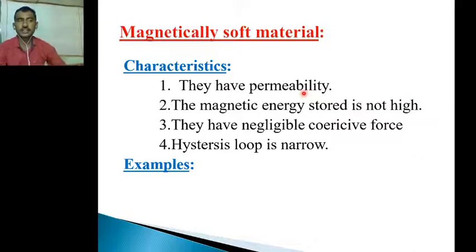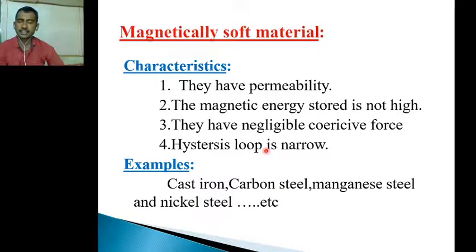Coercive force means what? It is the minimum value of the magnetizing force required to bring the magnetization to zero. That force is very small, which means it won't store any energy. And the hysteresis loop is also narrow. A narrow hysteresis loop means that the material has fewer losses. Since it has fewer losses, it is preferable for high-efficiency applications. Examples of magnetically soft materials are cast iron, carbon steel, manganese steel, nickel steel, etc.